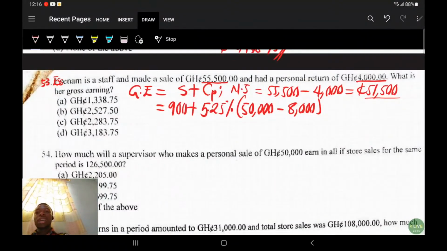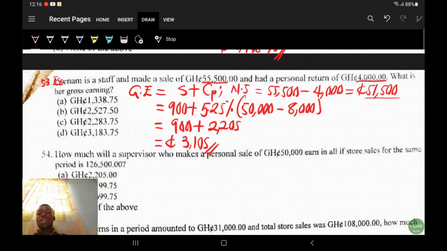So in this case, that's question 50 that we are answering, right? You're going to get 900 plus 5.25% on this, which is going to result to 2205. I hope that is clear. So at the end of the day, you should be able to arrive at your gross earnings of 3,105 Ghana cedis. 3,105 Ghana cedis.